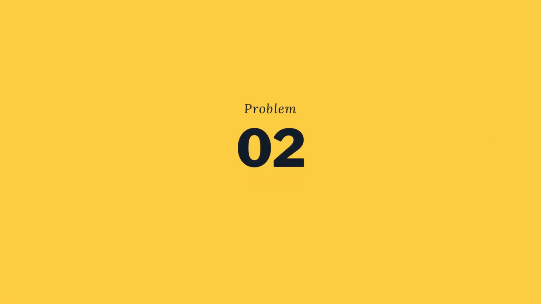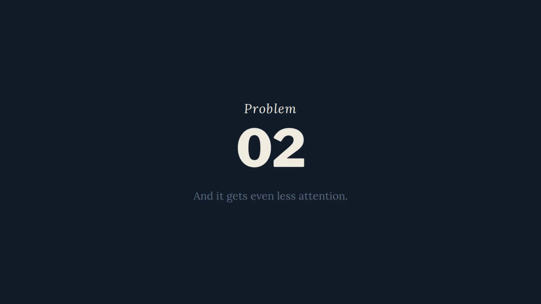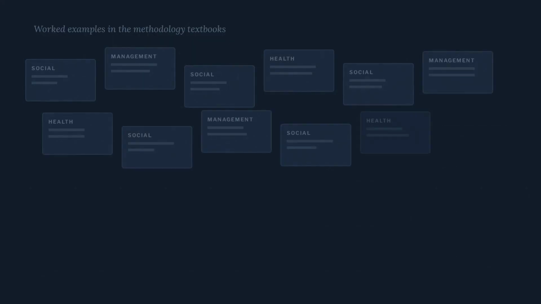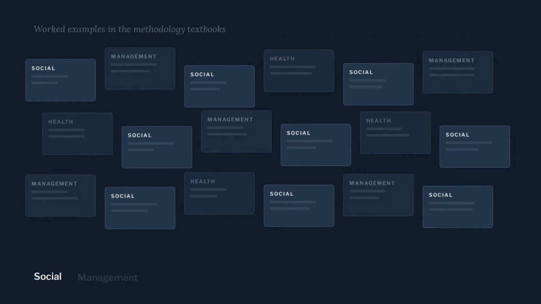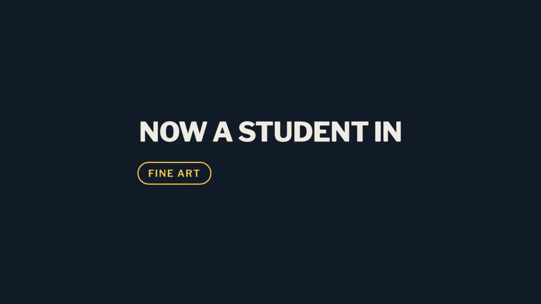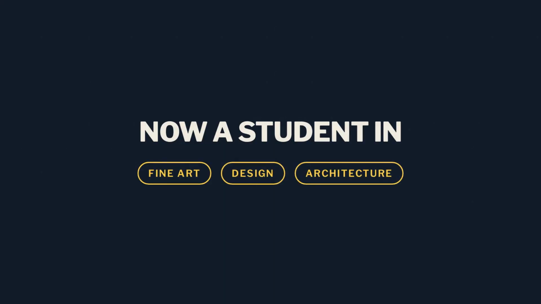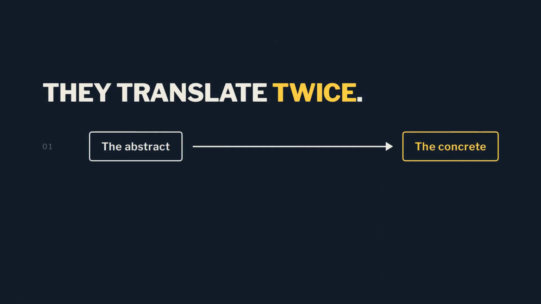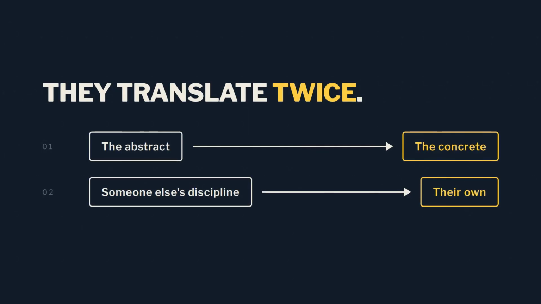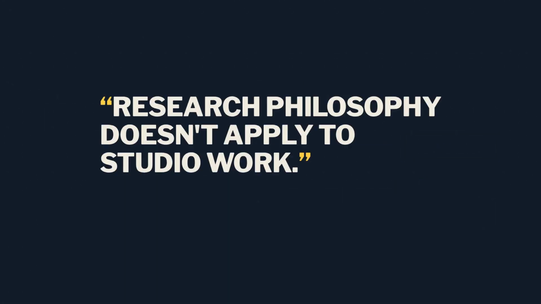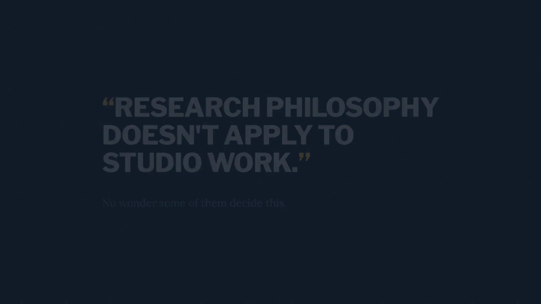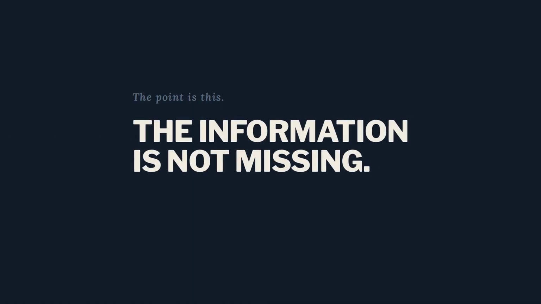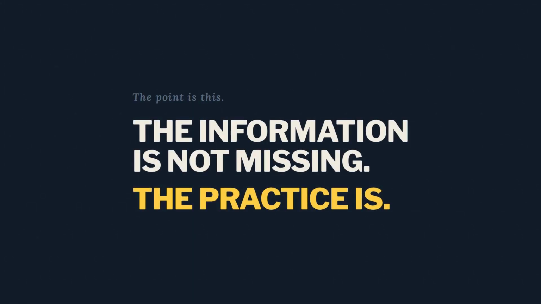There's a second problem, and it gets even less attention. Almost every worked example in a methodology textbook comes from the social, management, or health sciences. So think about a student in fine art, design, or architecture. They have to translate twice. From the abstract to the concrete, and from someone else's discipline into their own. No wonder some of them decide research philosophy doesn't apply to studio work. The point is this: the information is not missing, the practice is.